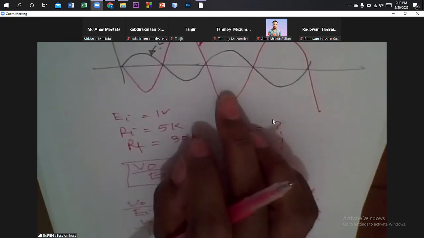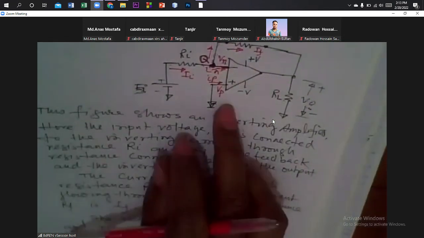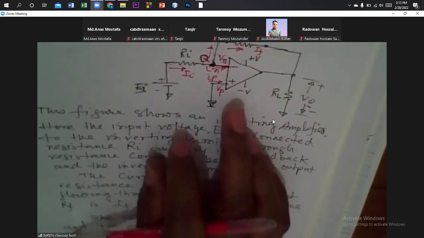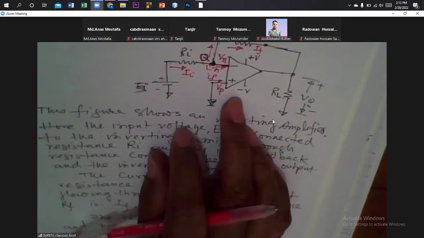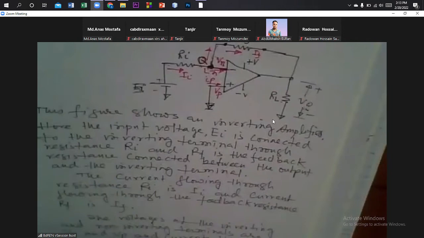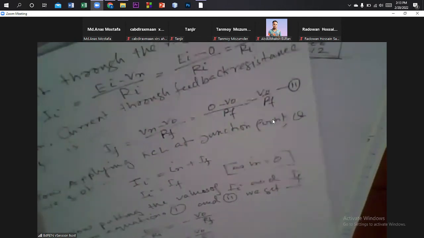Already we know PSpice. You will do this circuit in PSpice. There are many problems using PSpice. If you go to YouTube, you will find inverting amplifier using PSpice. Just write it like this and practice it.